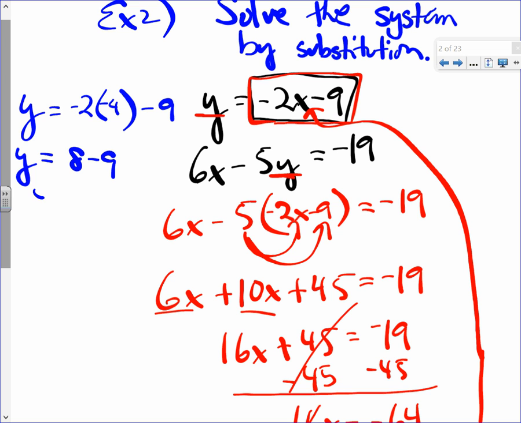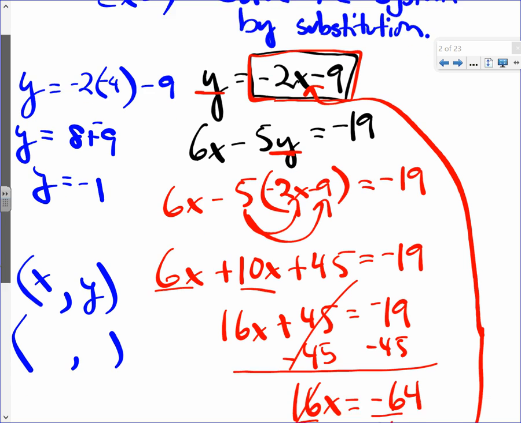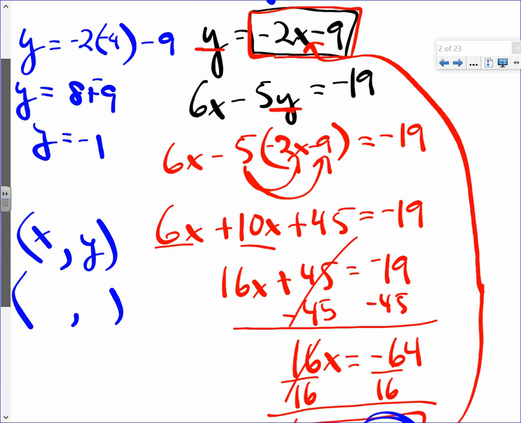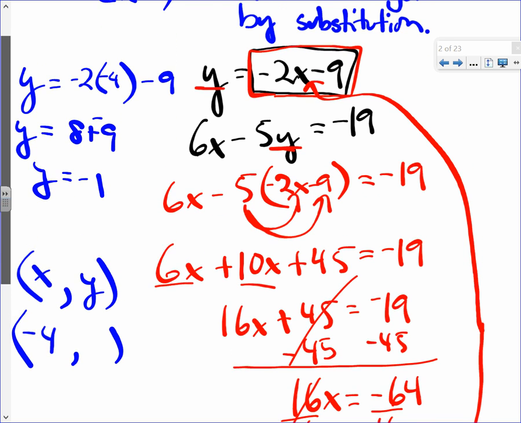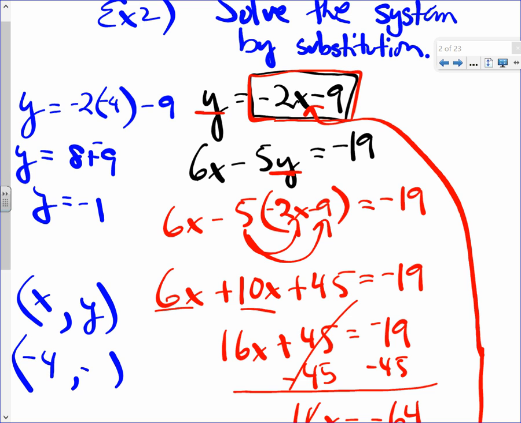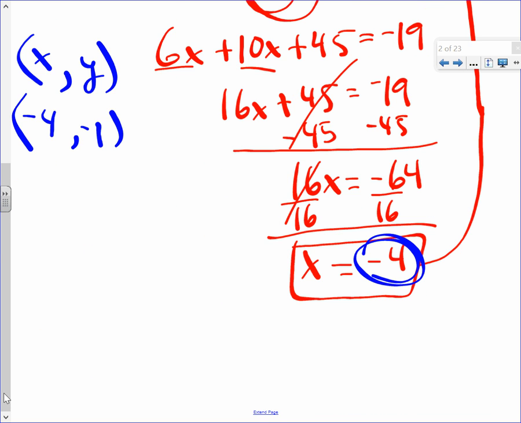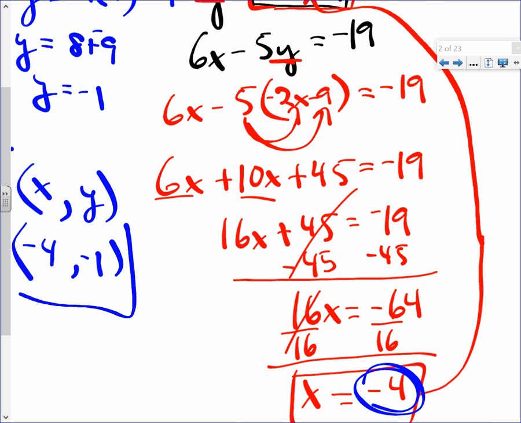Minus 9. Y is -1. We know our solution now. Our solution to a system is always an ordered pair x, y, ladies and gents. So our x was what? And the y is -1. Look at my final answer, it's in the parentheses. There it is, -4, -1. I would have got that if I graphed, but we're doing a different method.